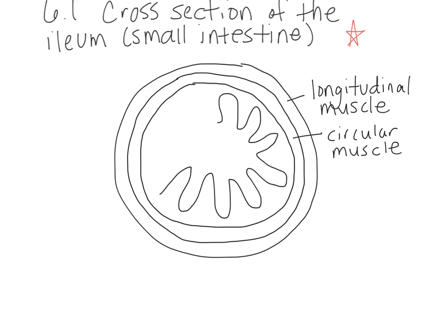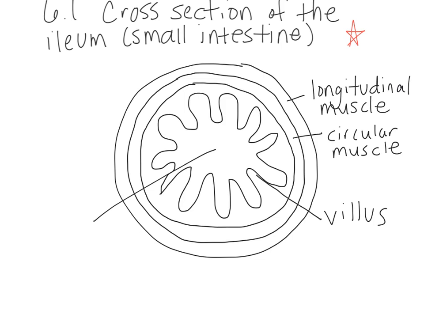On the inner layer of the small intestine are a bunch of finger-like projections. These finger-like projections are called a villus. Villus being singular, villi being plural. So each one of these is called a villus. They're there to help increase the surface area for absorption. We'll talk more about that in the next picture. And the inner part of the small intestine is called the lumen. This is the part where food actually passes through.